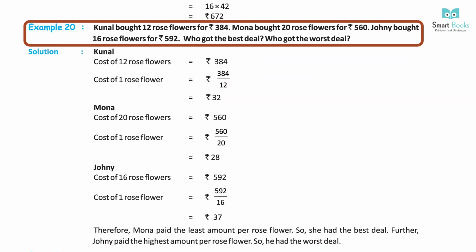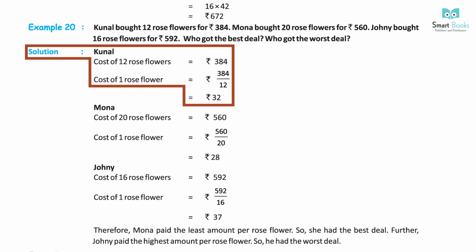Example 20. Kunal bought 12 rose flowers for rupees 384. Mona bought 20 rose flowers for rupees 560. Johnny bought 16 rose flowers for rupees 592. Who got the best deal? Who got the worst deal? Solution. Kunal. Cost of 12 rose flowers equals rupees 384.